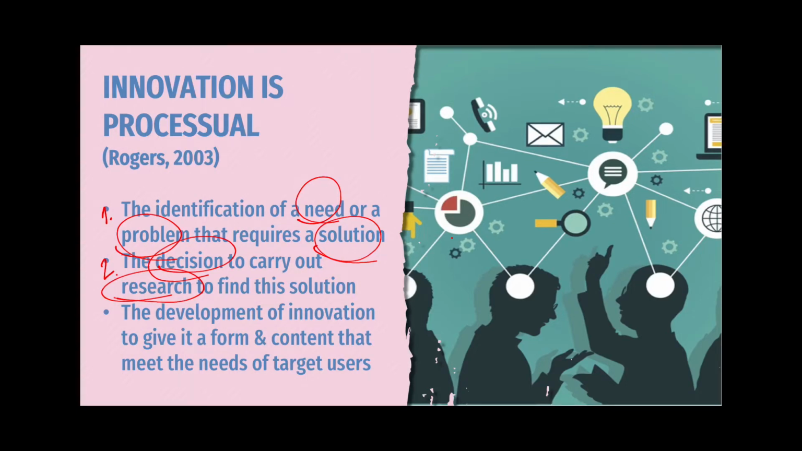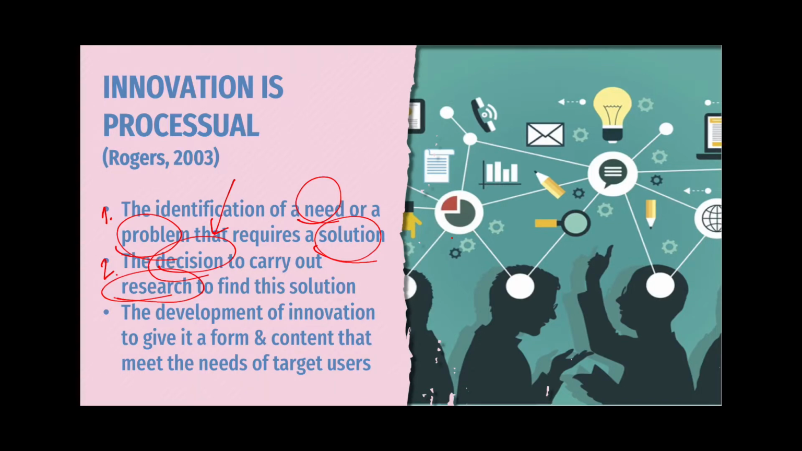The second phase, according to Rogers, is the decision to carry out research to find this solution. The first keyword here is that there should be a decision. So an innovation is born out of intent. Of course, there are things that you create unintentionally, but there was an intent to create something in the very first place. That's the first keyword that I would highlight here. And the second one is that research is being implemented in order to come up with possible designs for whatever innovation is needed as a solution for the problems that are identified.